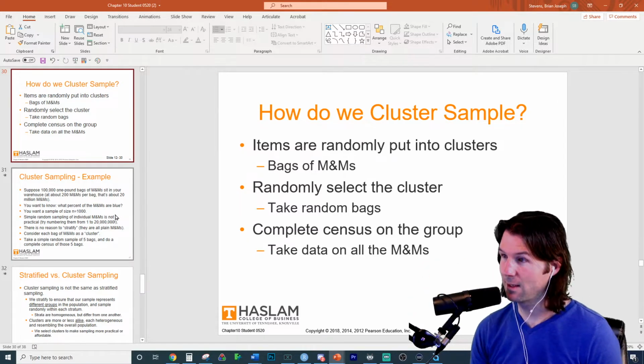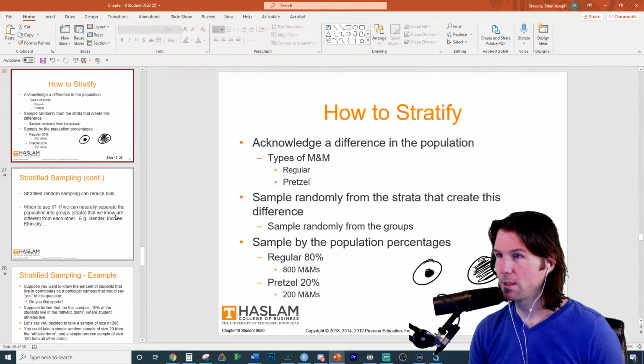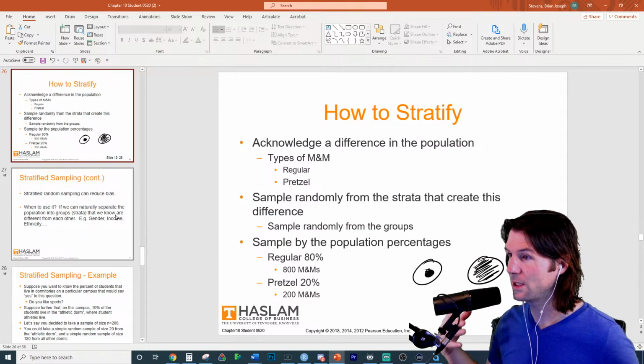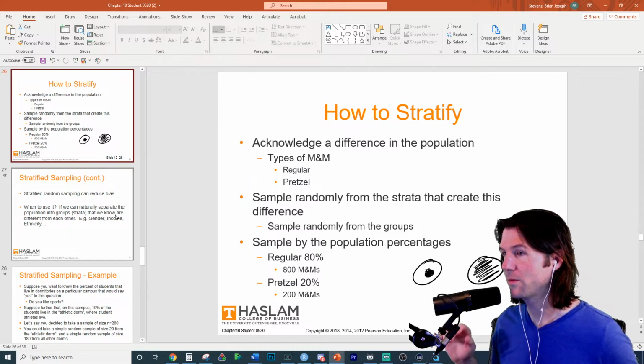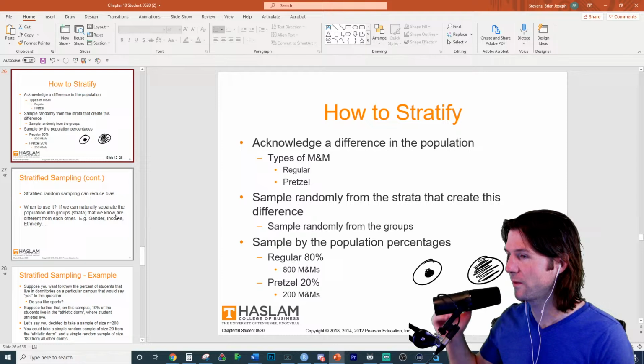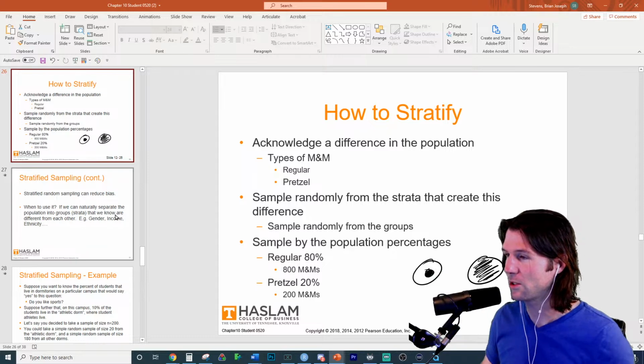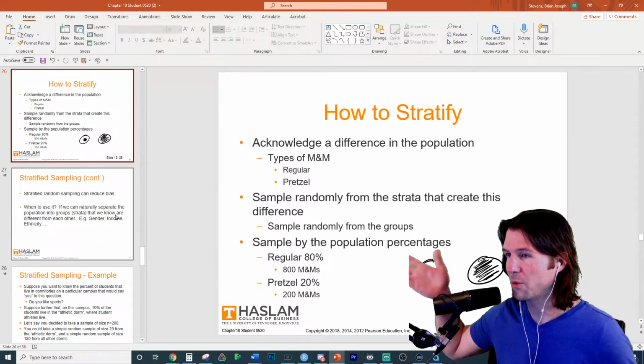Not saying that this is the answer. Wink, wink. But when you talk about stratified, that's when we acknowledge a difference in the population, and then we have to sample. We create these different groups, and then we sample from those groups. So we've got here a regular donut, and we've got here a filled donut. That's going to be a Boston cream donut, and that's just your regular glazed donut. And then we're going to sample the percentages.